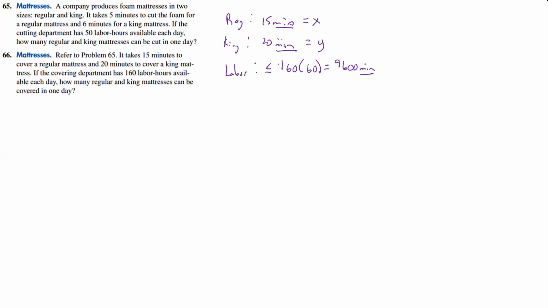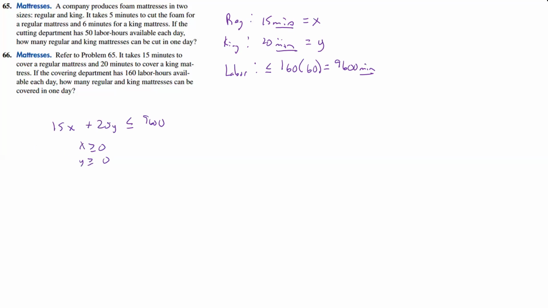So now we have that, and so let's multiply now. So we have 15 times x plus 20 times y, and that has to be less than or equal to that 9,600. All right. Now, our other constraints: x has to be greater than or equal to 0, and y has to be greater than or equal to 0.